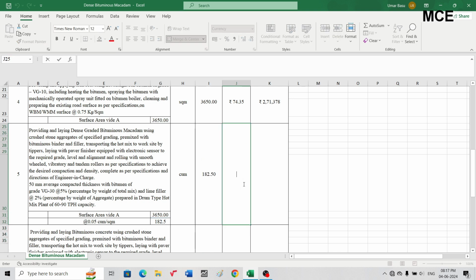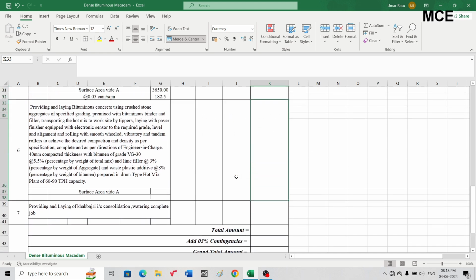Rate for this item in SOR is equal to 11,962.30 Indian rupees per cubic meter. So the amount for this item will be quantity in cubic meters multiplied by the rate per cubic meter. This is equal to 21,83,120 Indian rupees. This is the amount for the dense graded bituminous macadam, or DBM.